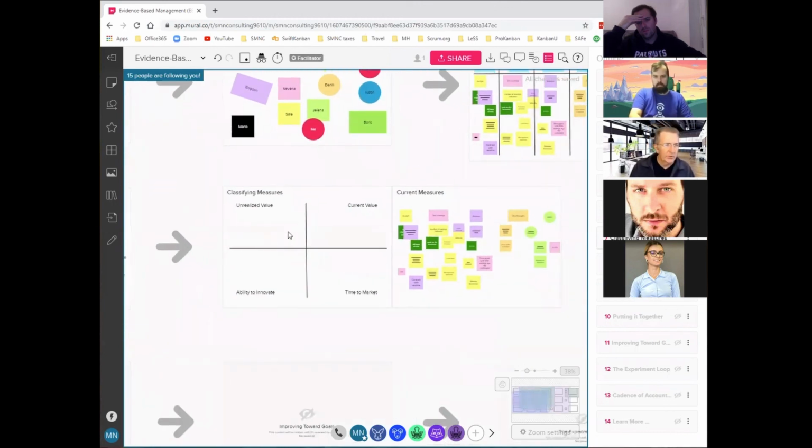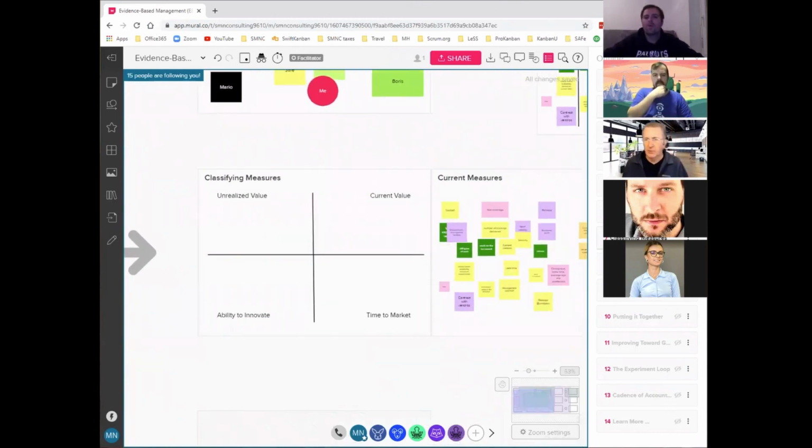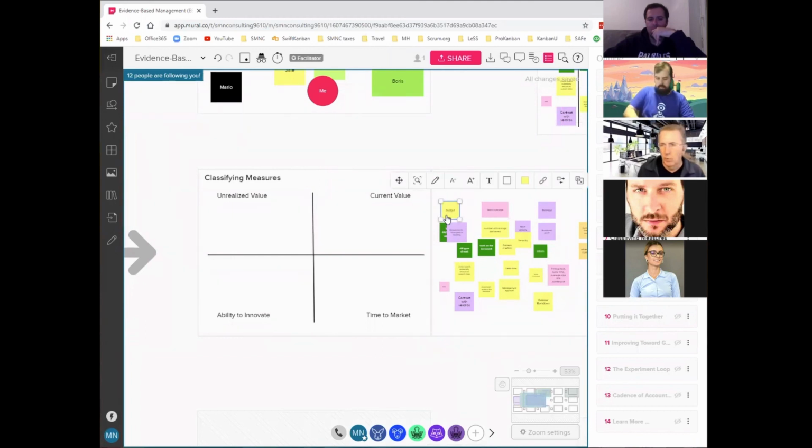Here's what I'm going to ask you to do. Again, a bit of activity for you. Find measures that are now in that copy space that you created and see if you can think about what category, what key value area they might fit into.